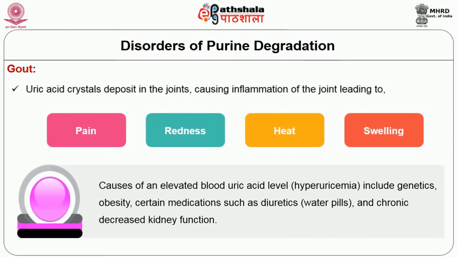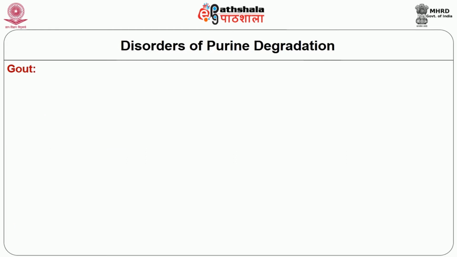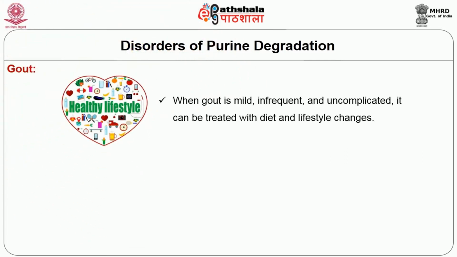Causes of an elevated blood uric acid level, which is referred to as hyperuricemia, include genetics, obesity, certain medications such as diuretics or water pills as they call it, and chronic decreased kidney function. When gout is mild, infrequent and uncomplicated, it can be treated with diet and lifestyle changes alone.